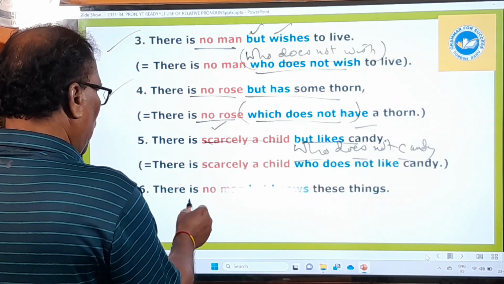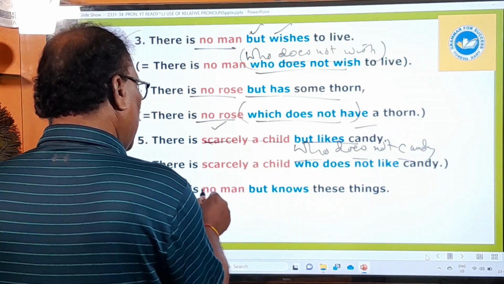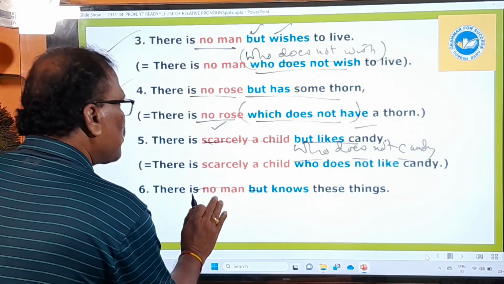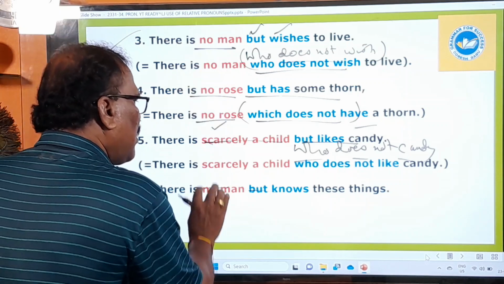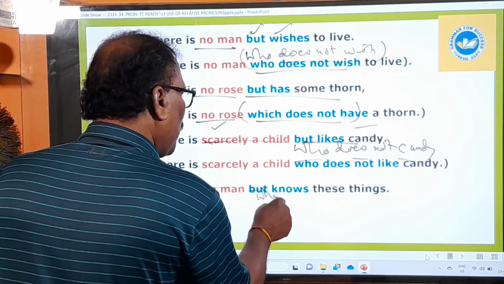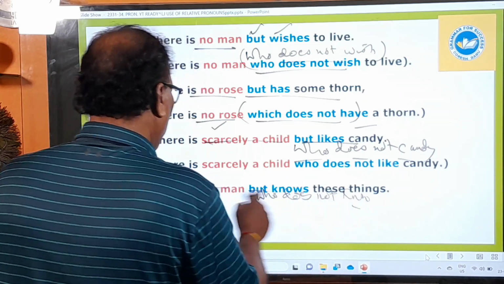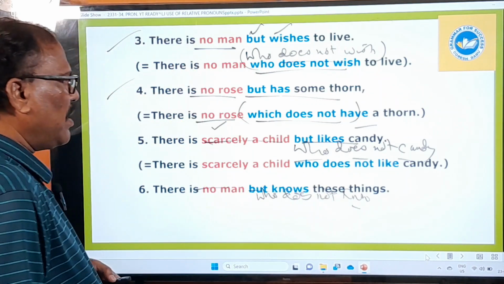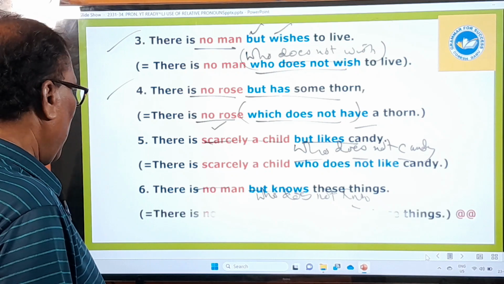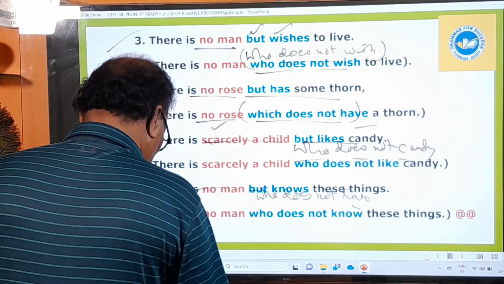And here you see that there is no man but knows these things. There is no man who. See, these are all negative words. You know, but is used with a negative word. So, but knows means who does not know. So there is no man but knows, who does not know these things. Okay, and this is the last example you can say.